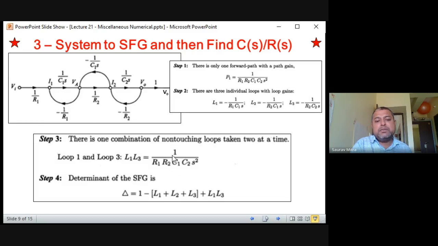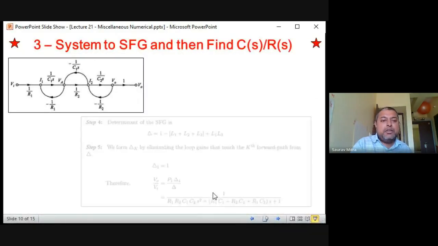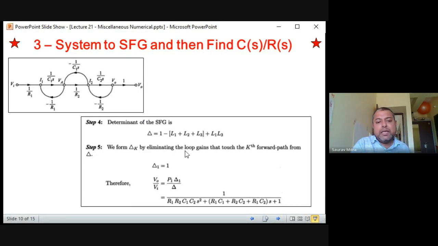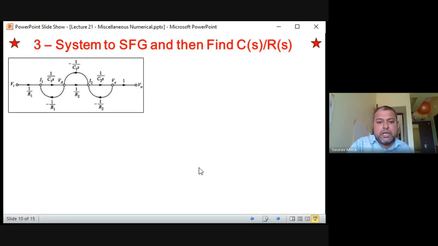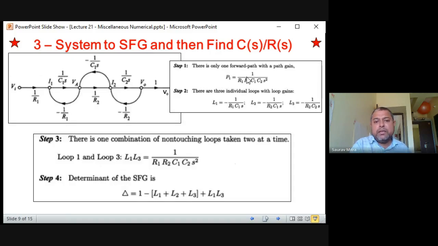So 1 by C1 C2 R1 R2 S square. Determinant of SFG, I told you that there will be five terms in the denominator. So 1 minus, there are three loops plus N1 L1 L3. And the numerator will be the same thing. And so if you just do this, this will be the P1.